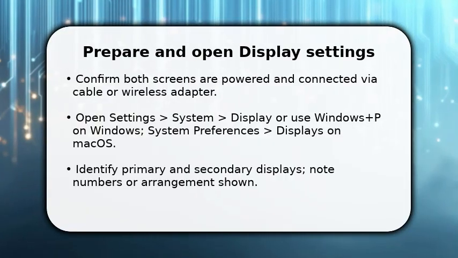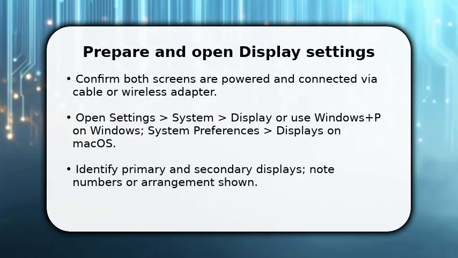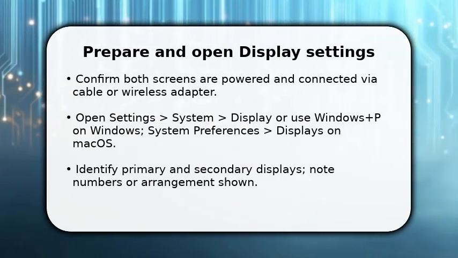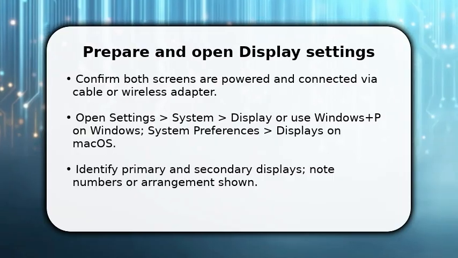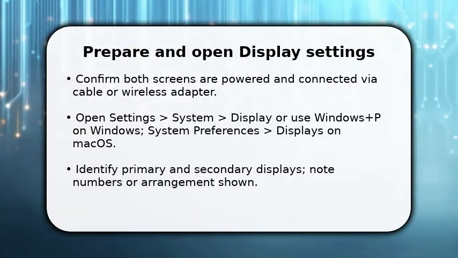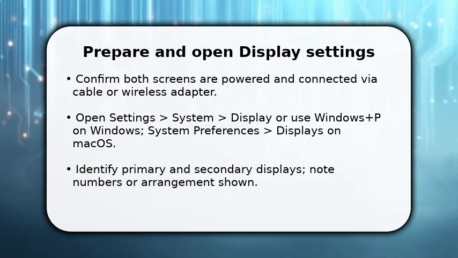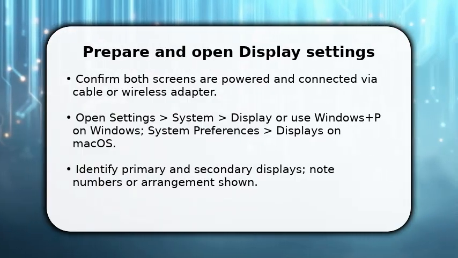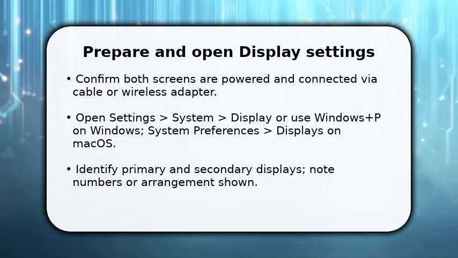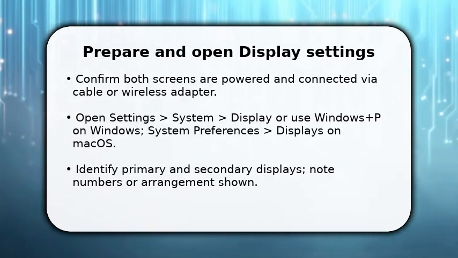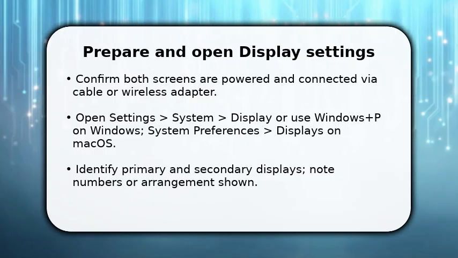You begin by verifying connections and power so you don't chase phantom problems. Once done, open Display Settings. On Windows, use Settings, System, Display or press Windows plus P. On macOS, go to System Preferences, Displays. You need to identify which monitor is labeled 1 or 2 and how they are arranged. This tells you which one is the second screen.